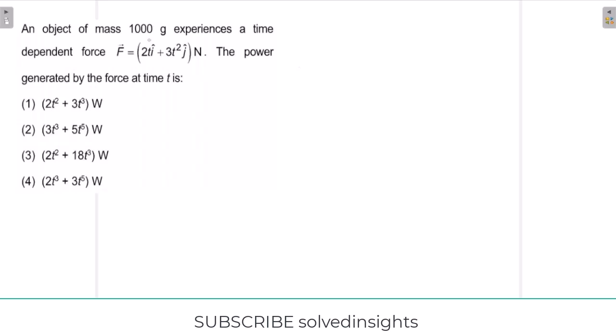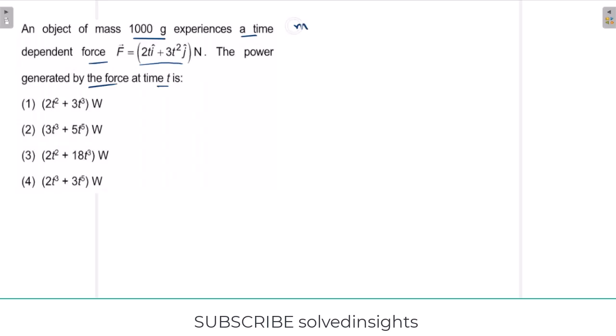An object of mass 1000 gram experiences a time dependent force F equal to 2t i cap plus 3t square j cap Newton. The power generated by the force at time t is. So the mass of the object is 1000 gram, that is 1 kg.